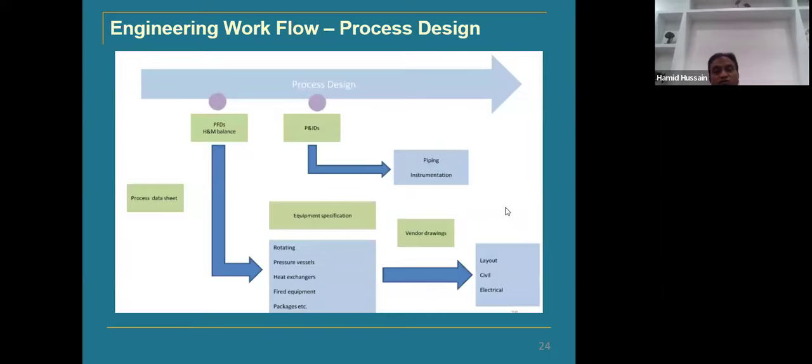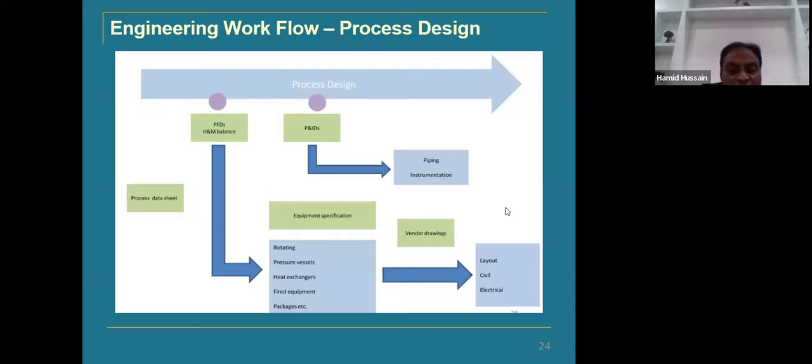Now we'll talk about the process or chemical engineer. What do they do here? They make the process flow diagrams with the help of heat and mass balance. They do the calculations, heat and mass balance and all those things, and thus PFDs will be shown to the client. And then with the help of the PFDs, they will develop the P&IDs, piping and instrumentation diagrams. Those are the inputs for other disciplines.